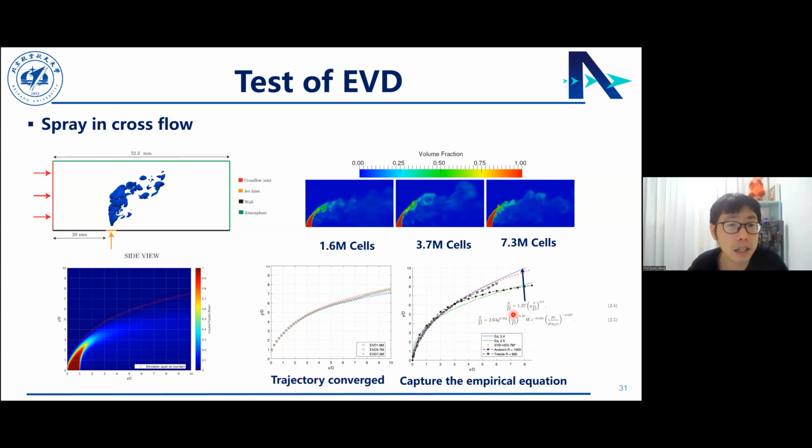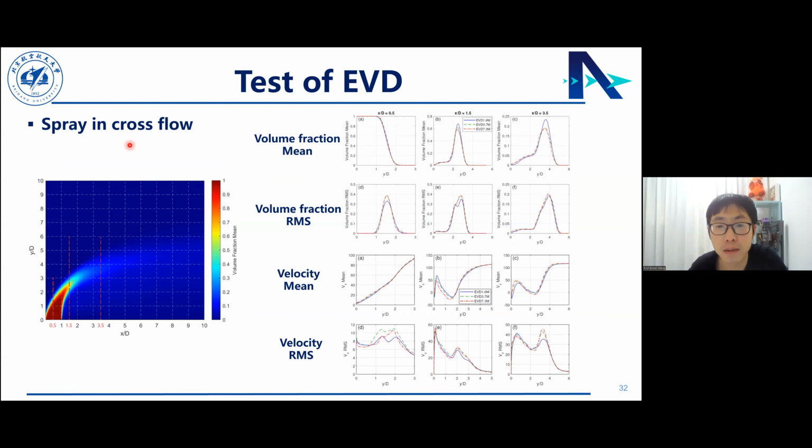And in this jet in cross-flow, we continue to demonstrate its convergence. We define three positions here: in the central jet, at the breakup point, and downstream. We see a good volume fraction mean convergence for the 3.7 million cells and the 7.3 million cells. Very good convergence. And the RMS also shows good convergence. And for the velocity mean, we see similar results.